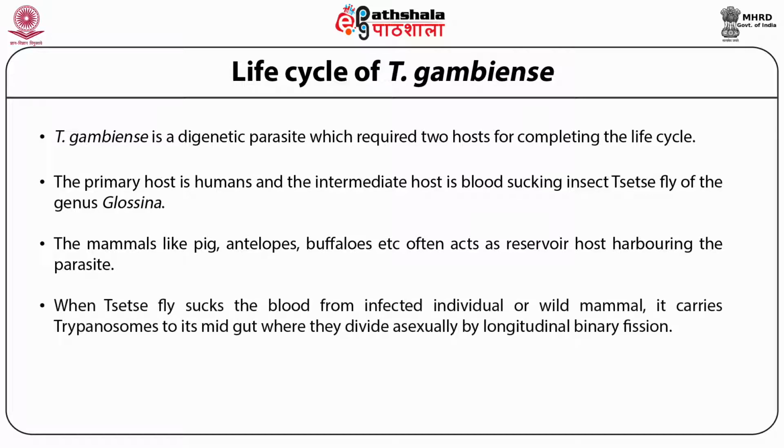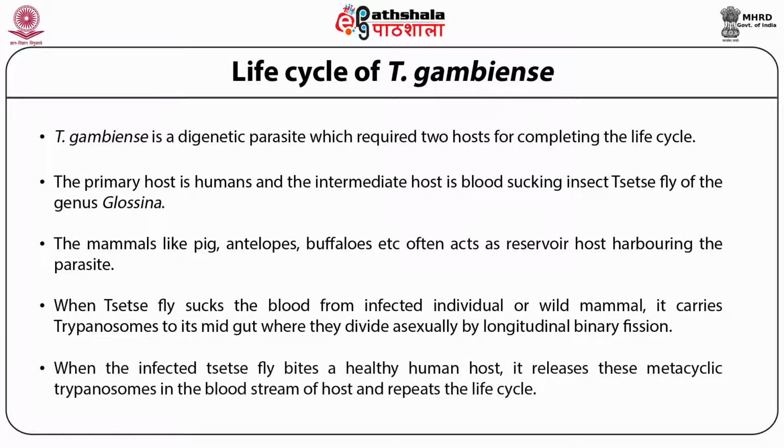When tsetse sucks the blood from an infected individual or wild mammals, it carries trypanosomes to its midgut where they divide asexually by longitudinal binary fission. Here, the parasite changes its morphology and gives rise to metacyclic forms which are short and stumpy. At this stage, the fly is said to be infective. When the infected tsetse bites a healthy human host, it releases these metacyclic trypanosomes into the bloodstream of the host and repeats the life cycle.